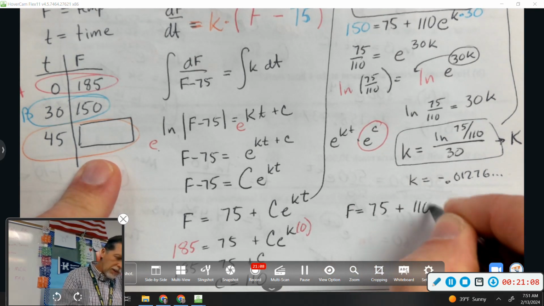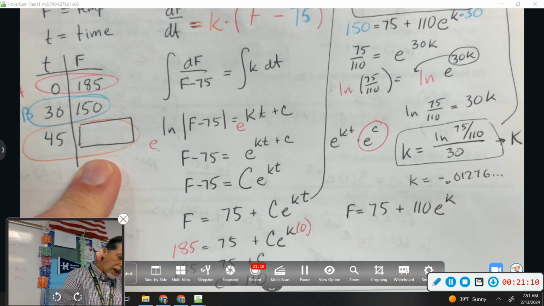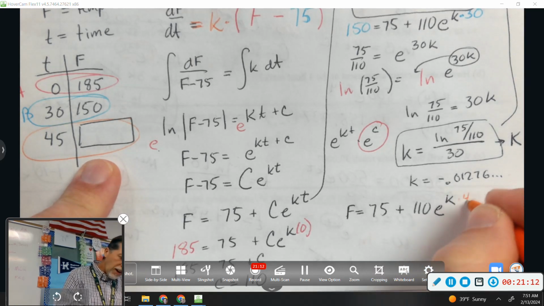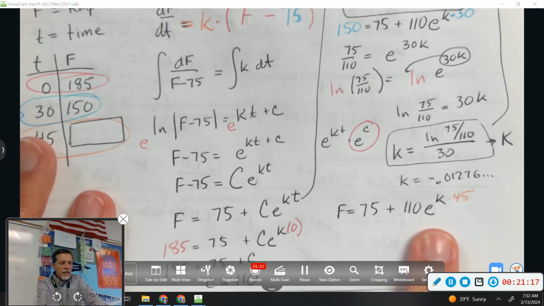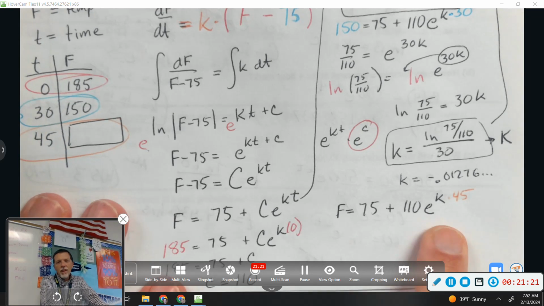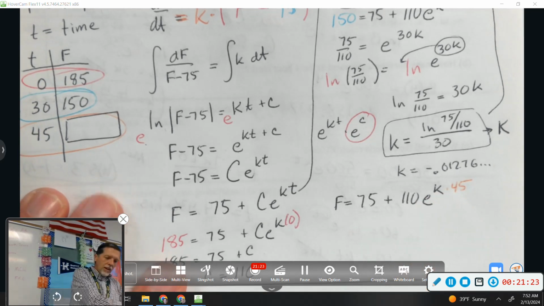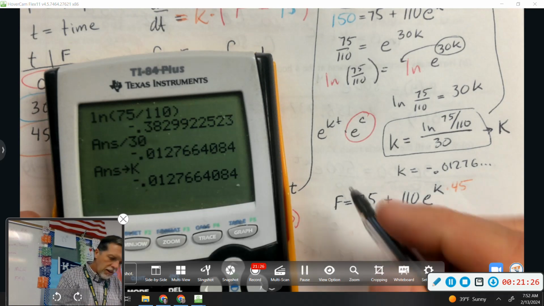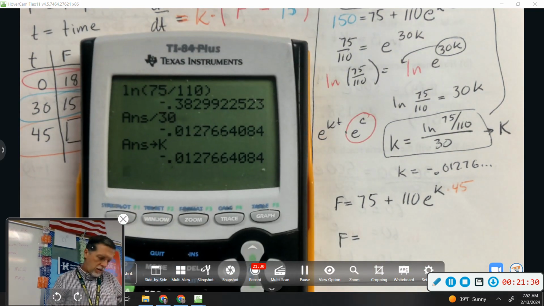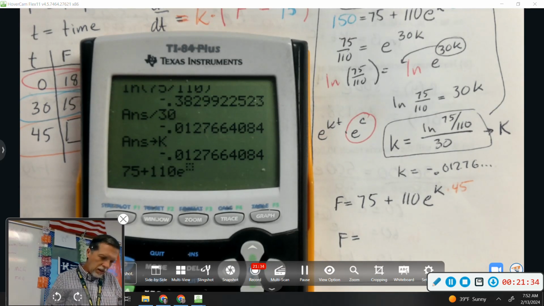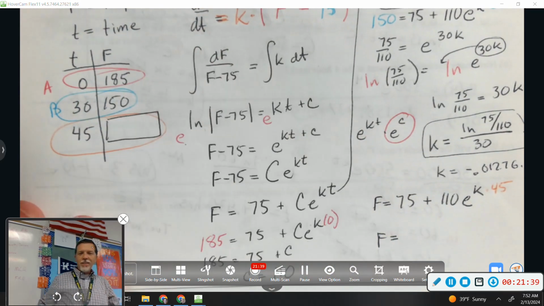75 plus 110 e to the k times 45. And e is just a number, k is just a number. Your calculator always knows what e is, and you just told your calculator what k is. So all I have to do now is type all that in the calculator. 75 plus 110 e to the 45k.